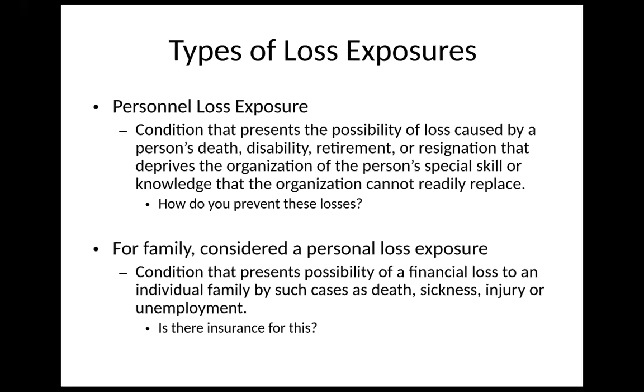So for family personal loss exposure, it's a condition that presents possibility of financial loss to an individual or family, such as death, sickness, injury, or unemployment. And so for that personal loss exposure, you think, is there insurance for this? Well, that's life insurance, right? There might be disability insurance. So there are actual things for when a person can no longer have income from a family perspective as well.